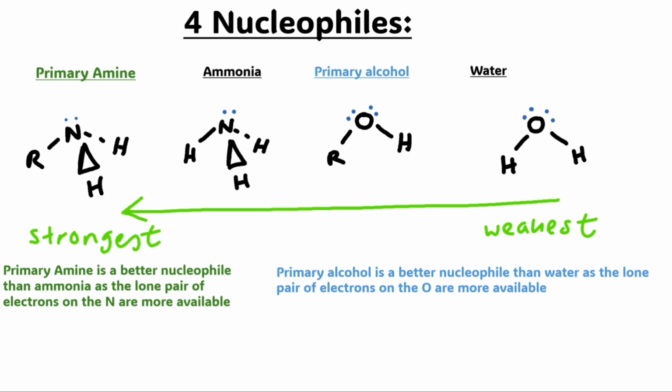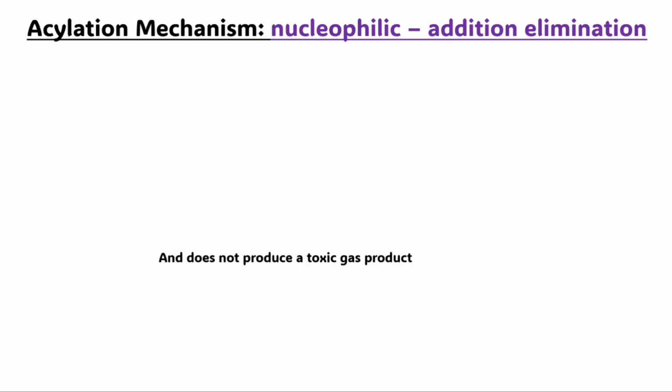And this goes from weakest to the strongest nucleophile. In the exam, they're not going to ask you to compare these. They're probably going to ask you to compare which one's the better nucleophile between primary amine and ammonia, and between primary alcohol and water. They probably won't ask you about the weakest to the strongest, but I thought I'd let you guys know.